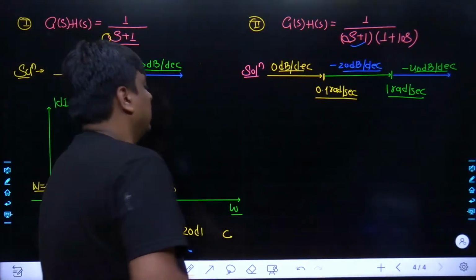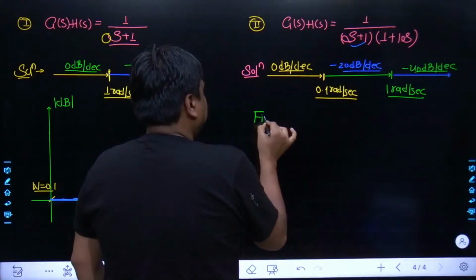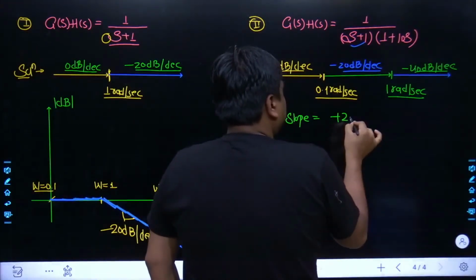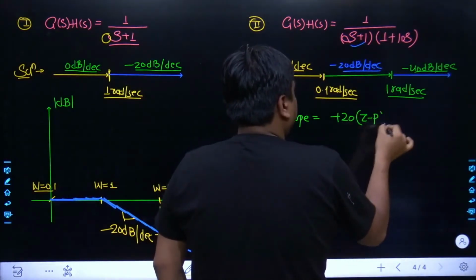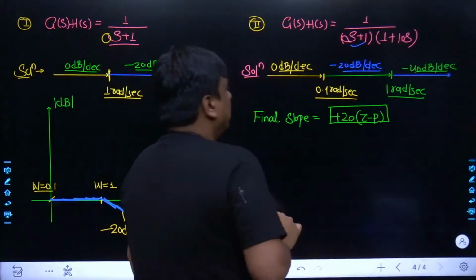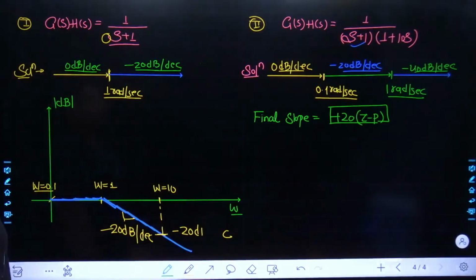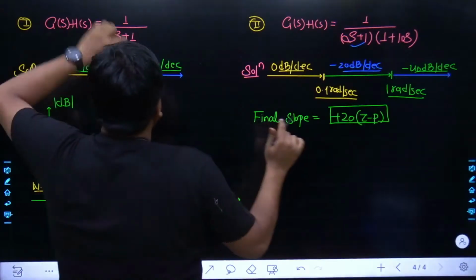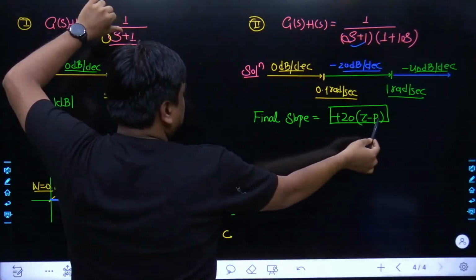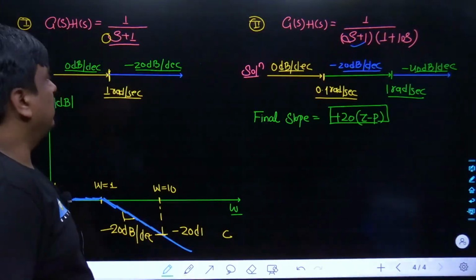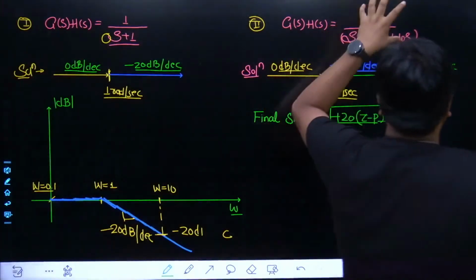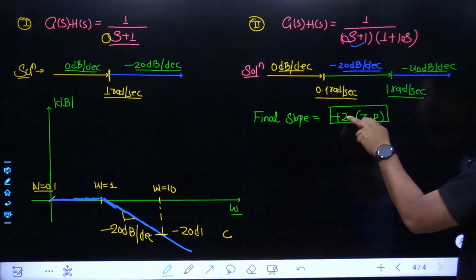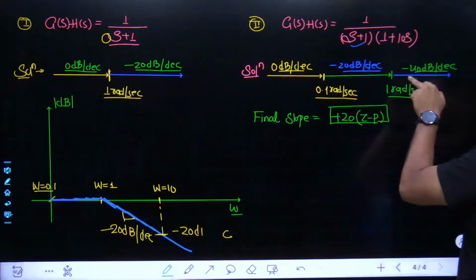One of the important conclusions you can retrieve out of it is that the final slope of the Bode magnitude plot would always be equal to plus 20 times (Z minus P), where Z is the number of open loop zeros of the OLTF, and similarly P is the number of open loop poles of the OLTF. Like in the first case, if you feed the data, the number of zeros is 1 and the number of poles is 0, so the final slope is simply going to be minus 20 dB per decade. Similarly, in this problem, the number of zeros is 0 and the number of poles is 2, so the final slope is plus 20 times minus 2, which becomes minus 40 dB per decade.